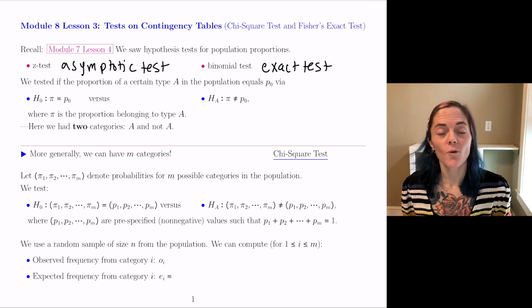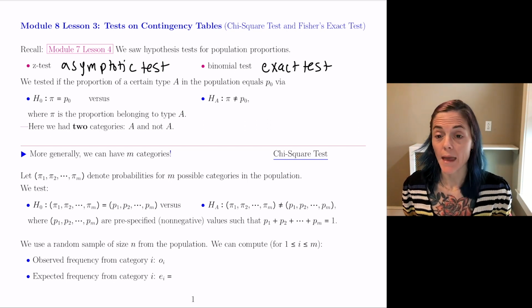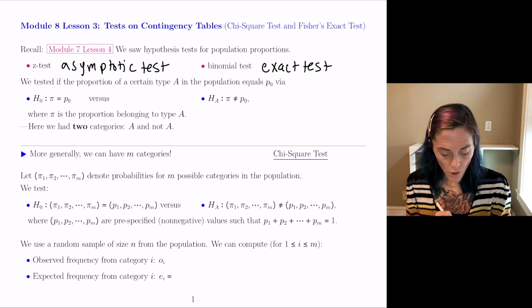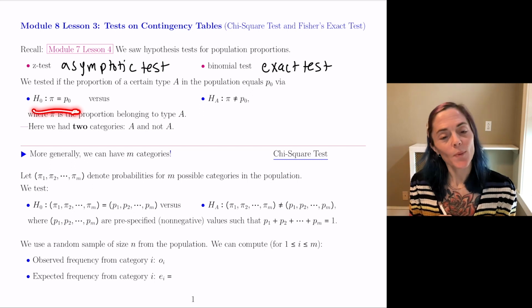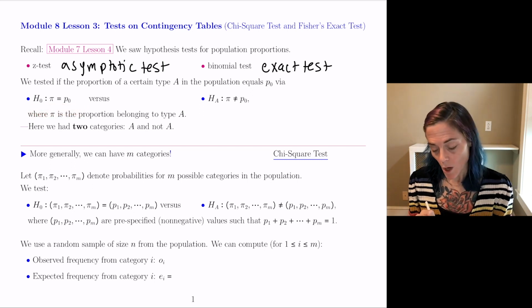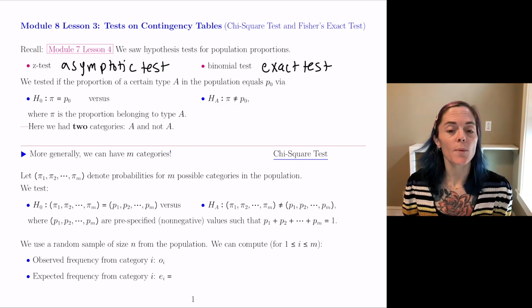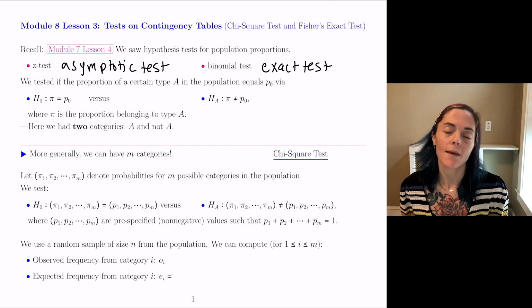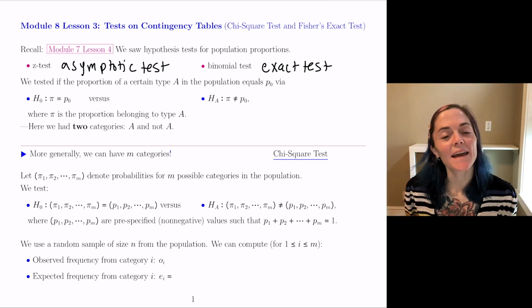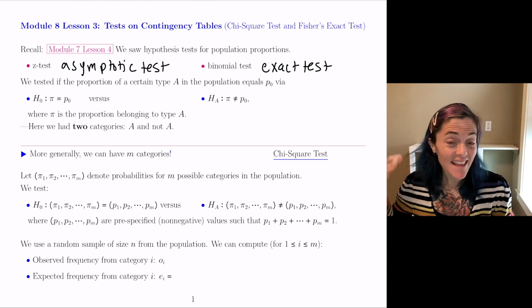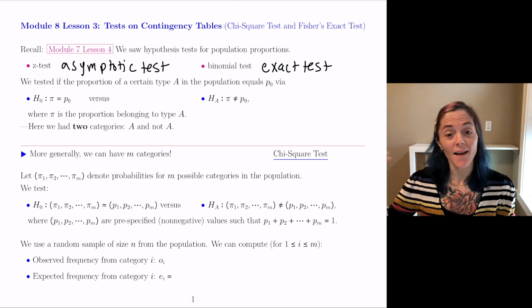In Lesson 4 of Module 7, we tested if the proportion of a certain type A in the population equals P0. Our null hypothesis was that the proportion equals P0, whereas the alternative, at least two-sided, was that the proportion is not equal to P0. Here, pi was the proportion belonging to type A. Here we had two categories. One was A, while the other was everything else, which you can think about as being not A.